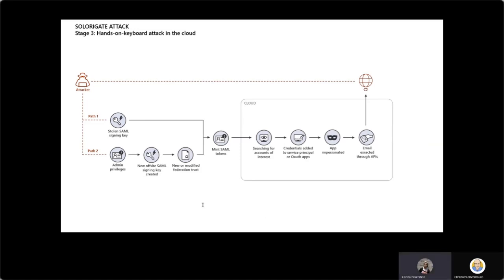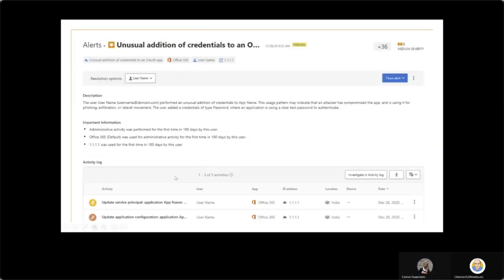Now, if the application they choose to use does not already have read permissions for email, they can also modify the permissions of these applications and grant the application the required permissions. So let's see this part of the attack in the eyes of Microsoft 365 Defender.